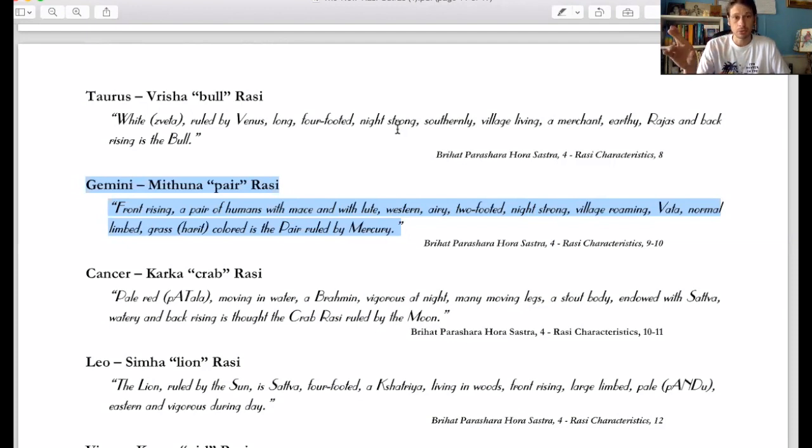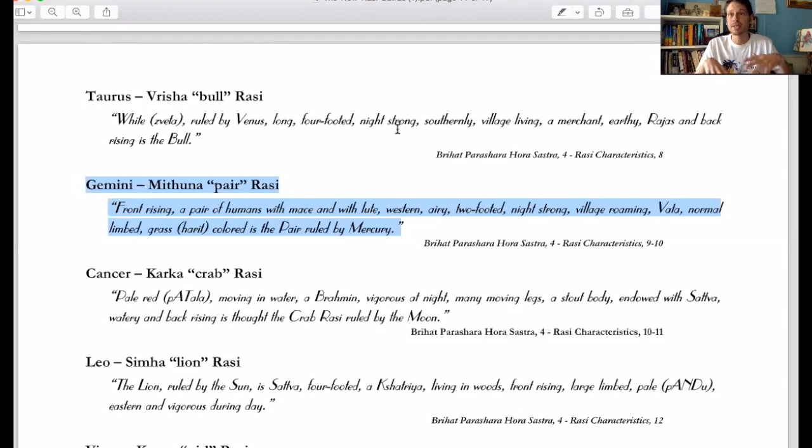If you ask me, Gemini rules twins, but some people think it doesn't and just think it rules pairs. But Gemini rules twins, front rising, a pair of humans with mace and with lute. Already explained that. Western, all the wind or air signs dwell in the west. Airy, it's a wind sign, like I just said.